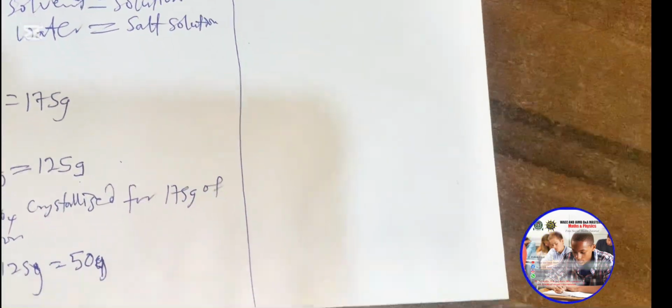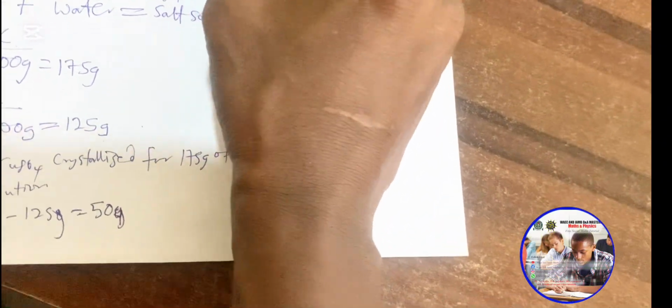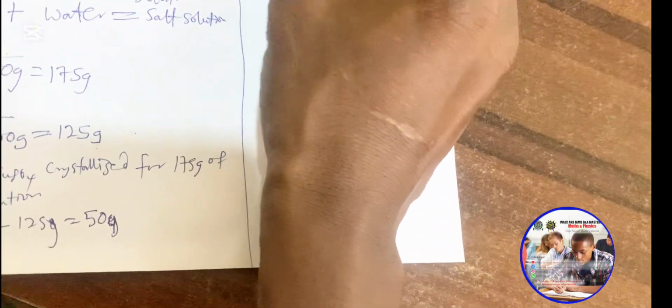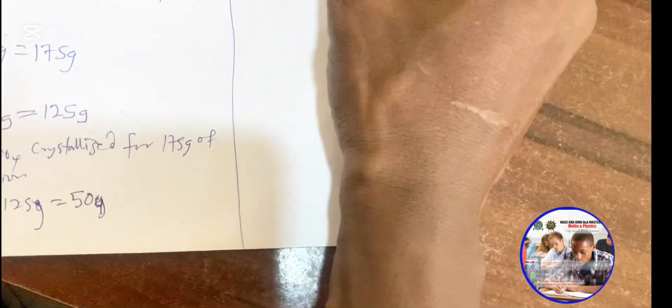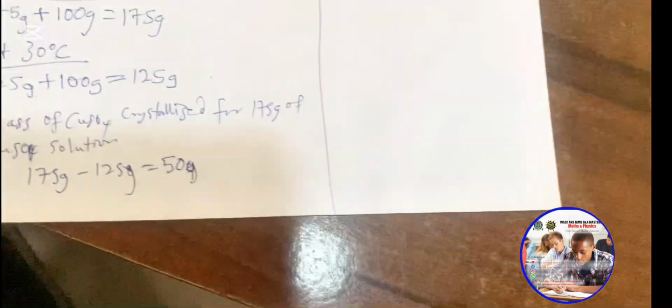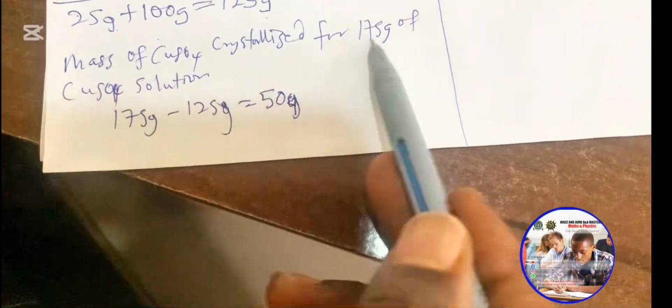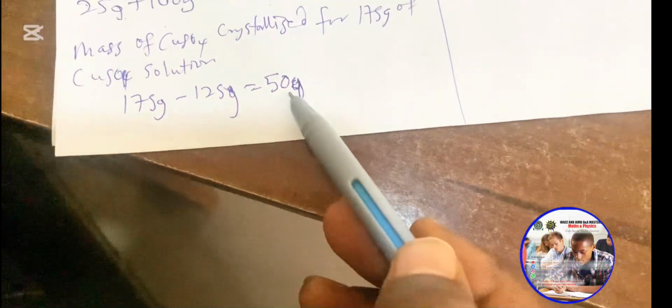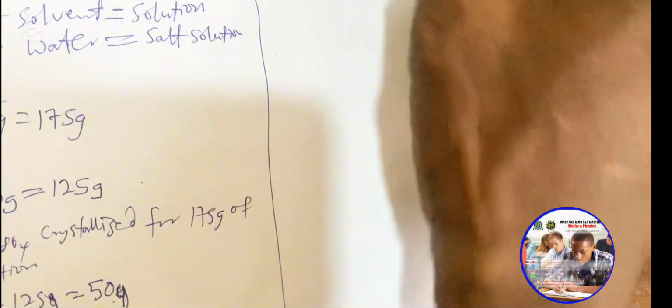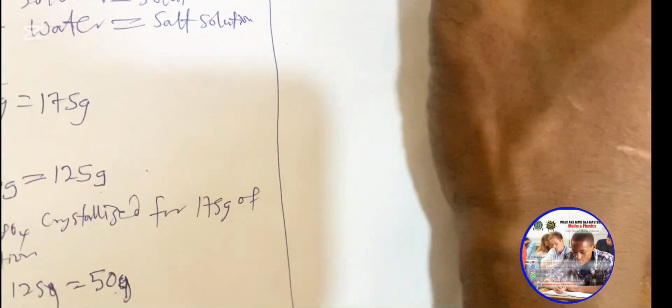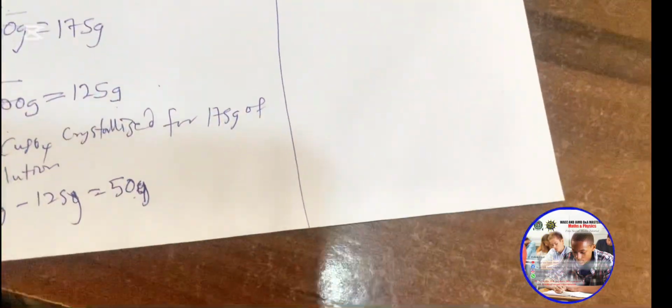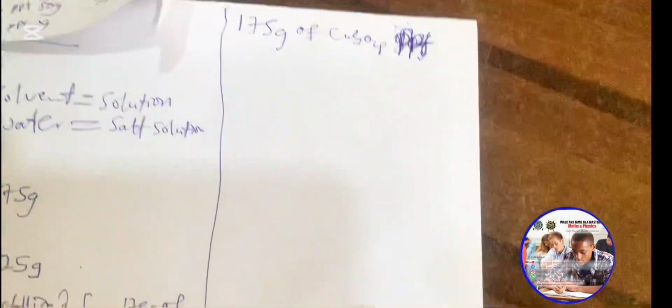So we will now come back and say 175 gram of copper sulfate gives us a crystallized precipitate of this 50, that is this particular one. This 175 gave us this, which is 50 gram. Let me say PPT. PPT means precipitate. Precipitate and crystallization seem to be similar, but they are different.